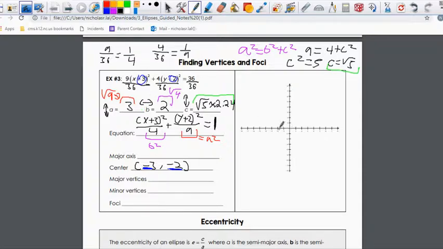The center is at (-3, -2). So that's an approximation of the center. All right. The major axis is going to be, remember, this is vertical, okay? So our major axis is going to be the y-axis, and that's because the 9 is under the y term. So our major axis will be the y-axis. Our major vertices are going to have an x value locked in at -3.